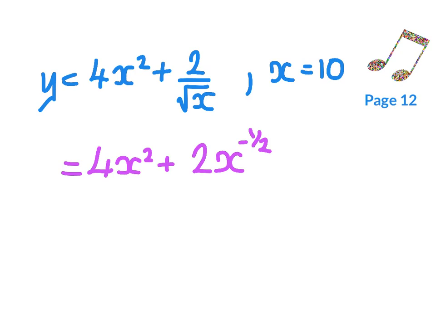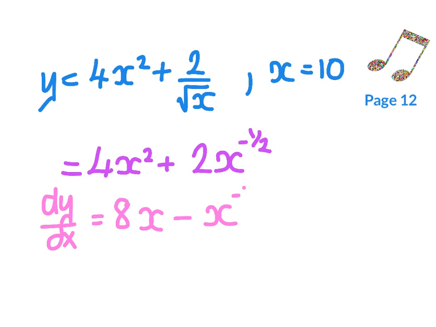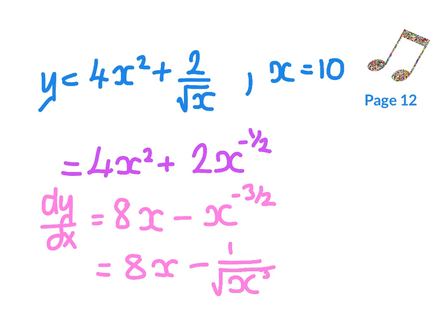Now I'm in a situation where I can differentiate. So dy by dx is equal to multiply by the power and reduce the power by 1, 8x. 2 times negative a half is negative 1, and 1 less than negative a half is negative 3 halves. And I know I'm going to be substituting into this, so I'm going to tidy up the expression. So 8x minus the negative there tells me it's underneath the fraction. The 3 over 2 tells me it's x cubed square rooted.